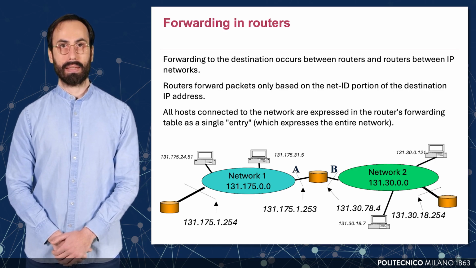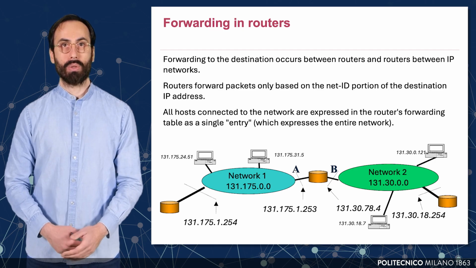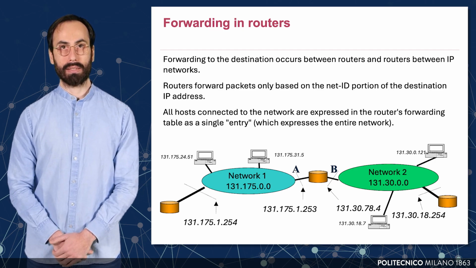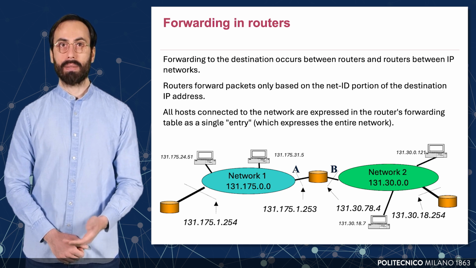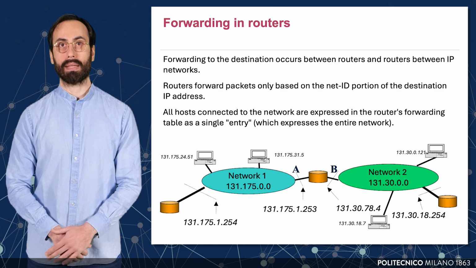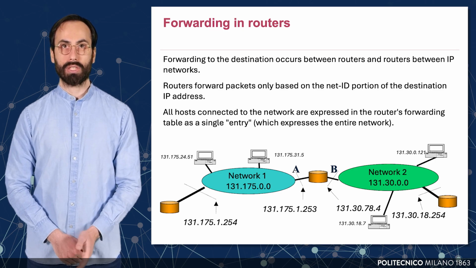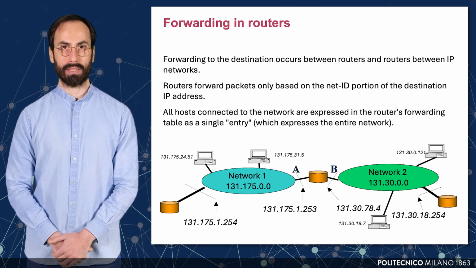For instance, if a packet is destined for network 2, router B forwards it through the interface connected to network 2. All hosts in that subnet are effectively represented by a single entry. This aggregation reduces routing complexity and improves scalability.